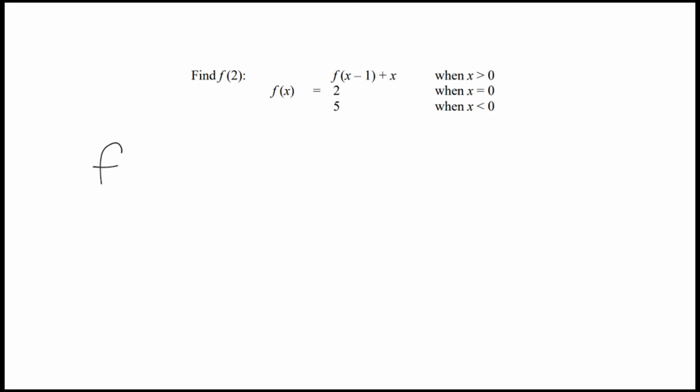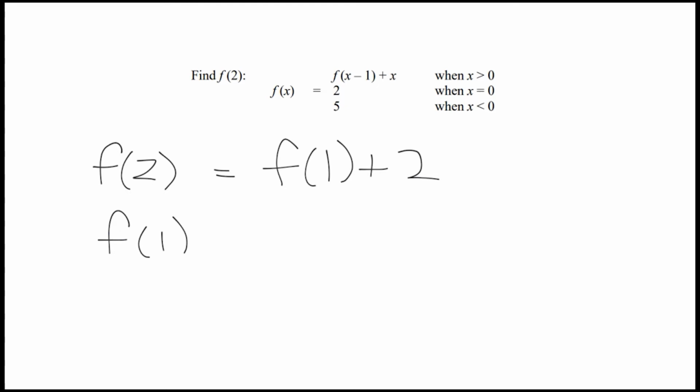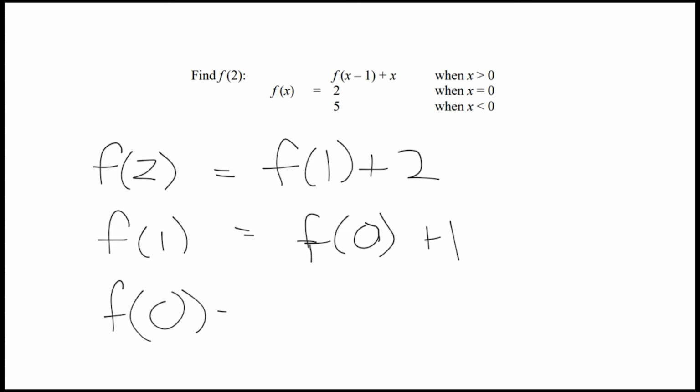First, we want to find f of 2, and well, 2 is greater than 0, so this will evaluate to f of 2 minus 1, which is 1, f of 1 plus x, so f of 1 plus 2. Now I want to solve for f of 1, and f of 1, well, 1 again is greater than 0, so this will evaluate to f of 0 plus 1. And now we want to find f of 0, and we know that f of 0 simply is just 2.